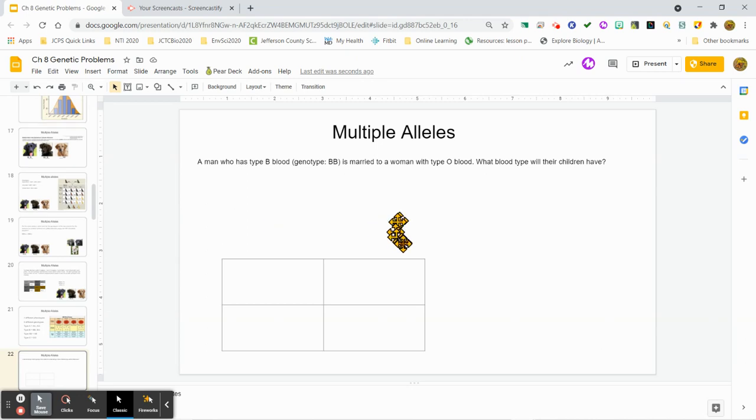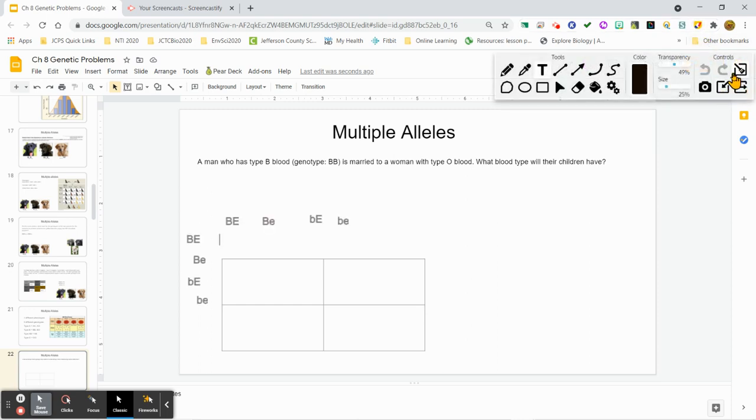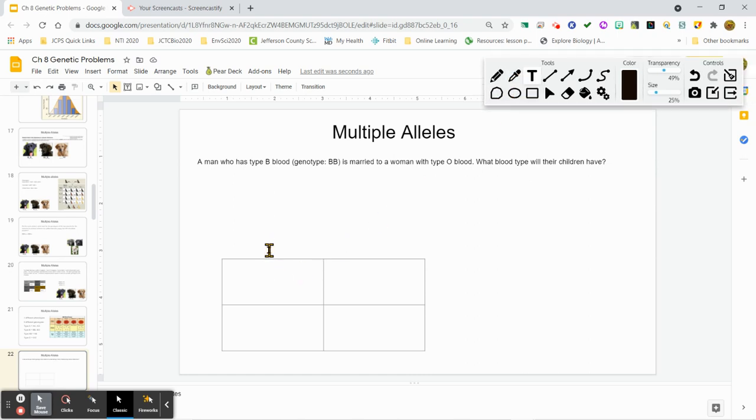Okay, so we'll do a couple problems here. A man who has type B blood, so he gave you the genotype. So the genotype here is going to be BO, and is married to a woman with type O. So type O, she has to be an OO. What blood type will their children have?